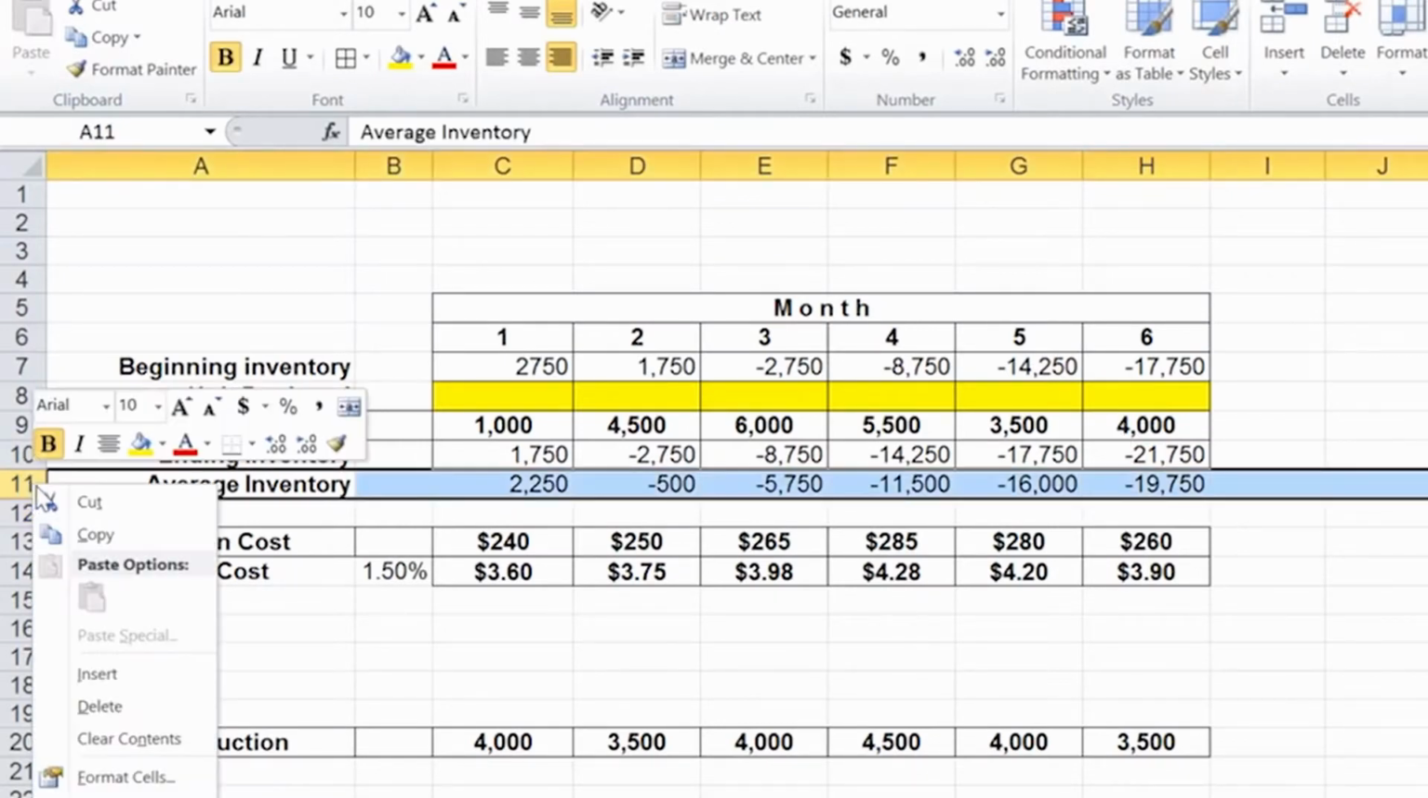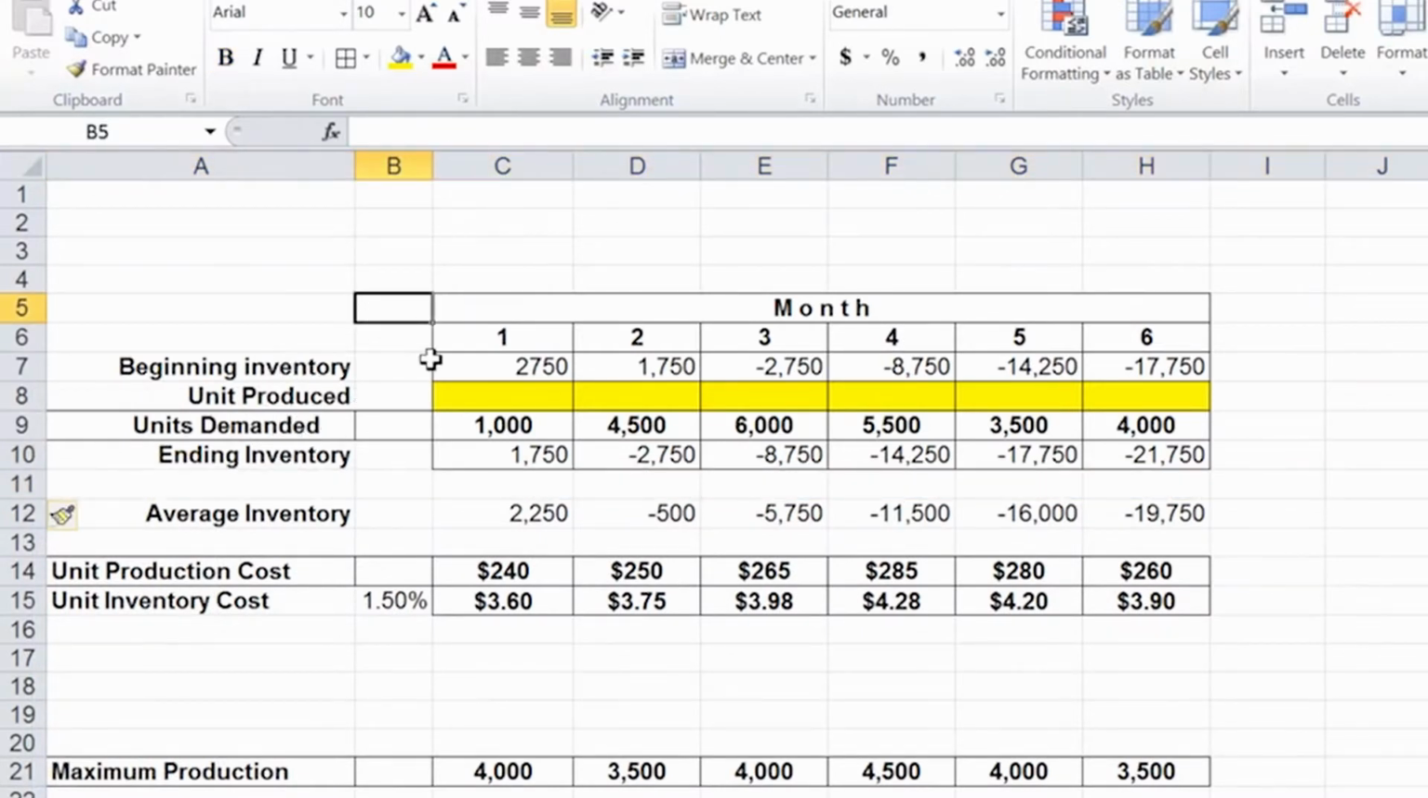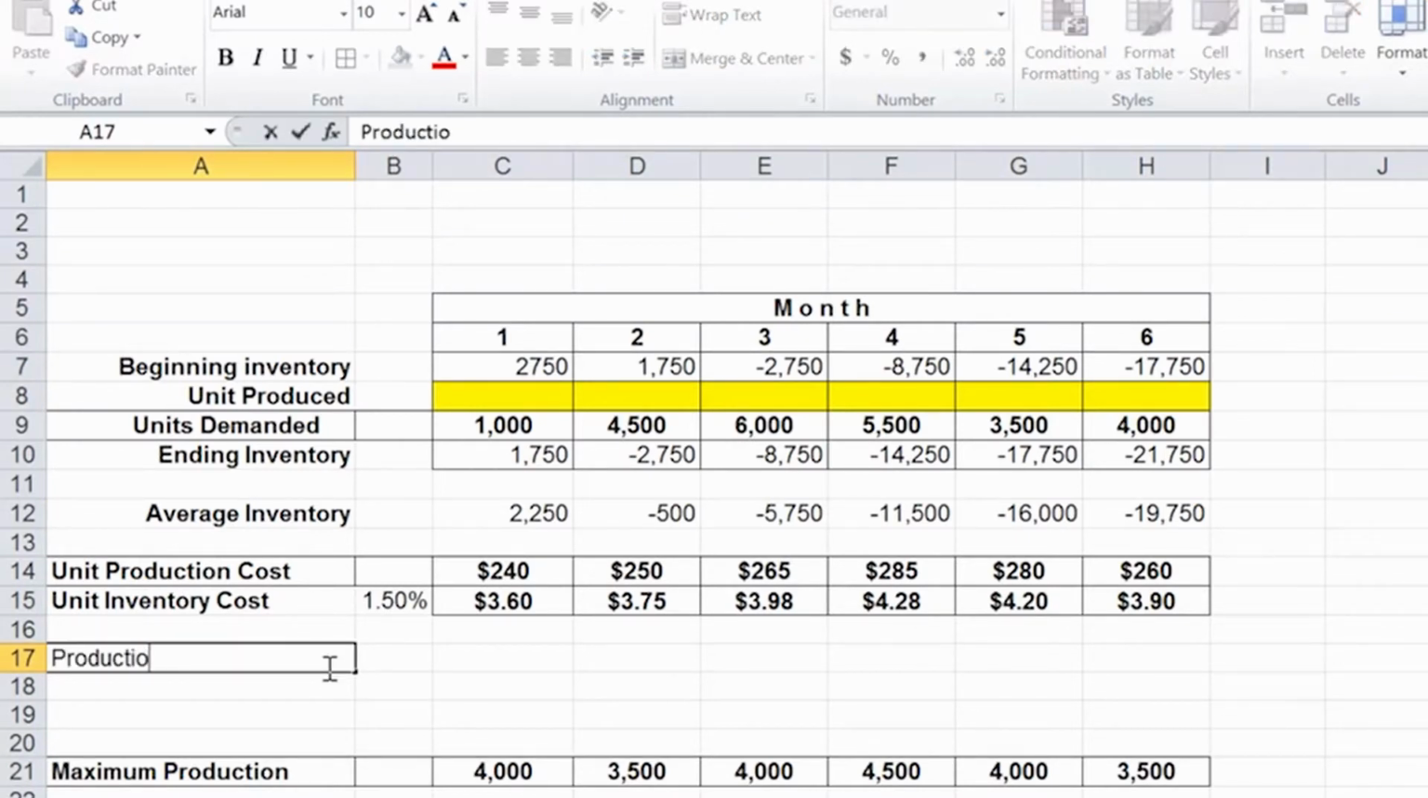I'm going to insert a row here because these four are closely related. We calculate them using this relationship, like this plus this minus this equals this. And for average inventory, I just put a row to differentiate. Okay, then we got those unit cost, inventory cost. Now I just put that production cost and inventory cost.